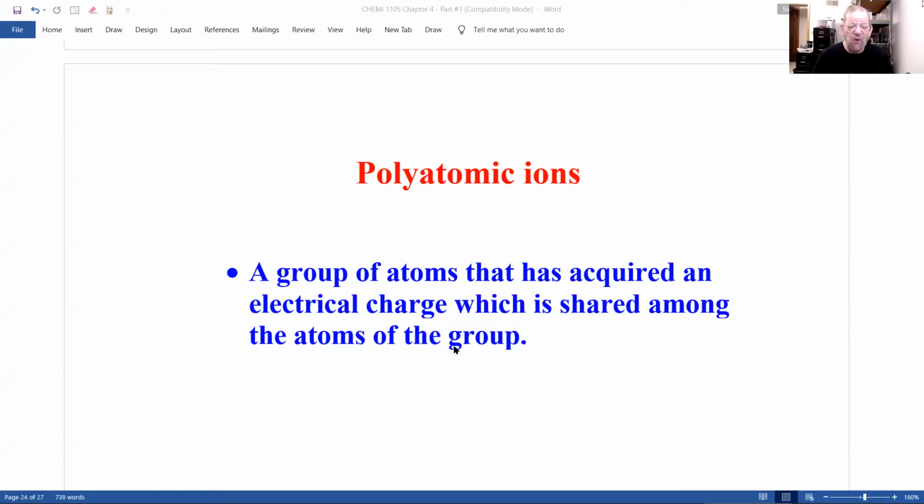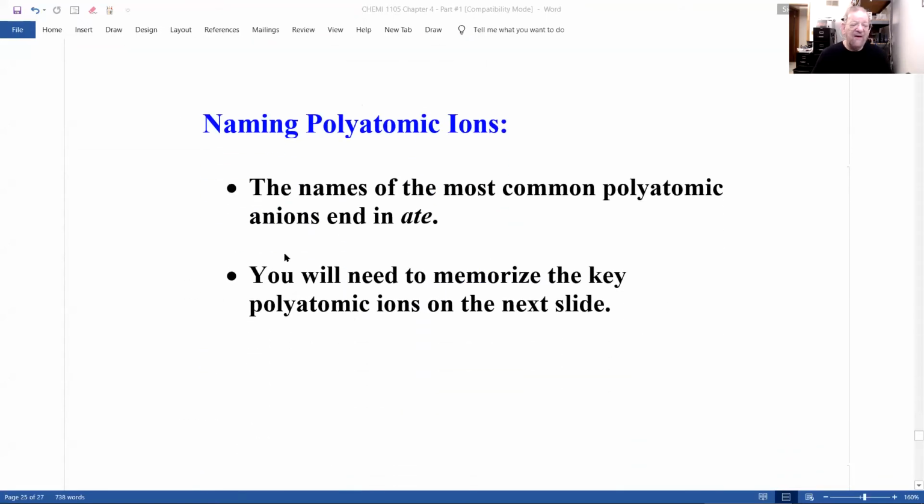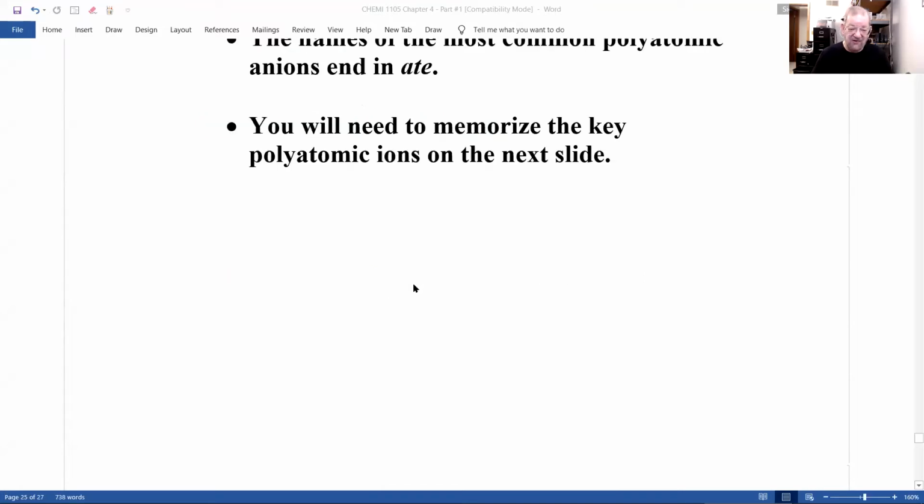So polyatomic ions are ions made up of more than one atom or element. I will never ask you on a test, what is a polyatomic ion? But it is a group of atoms that have acquired an electrical charge, which is shared among the atoms of that group. So a polyatomic ion has a number of atoms together in a group that have an electrical charge, like a plus or minus. Now, I will never ask about the naming of these. The names of most of the ions end in ATE. There are a couple on the next slide you need to know.